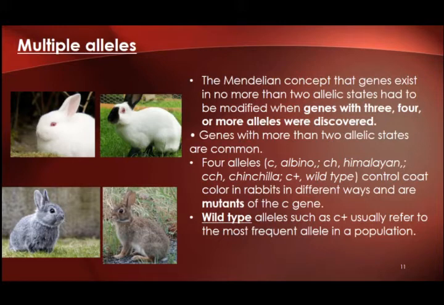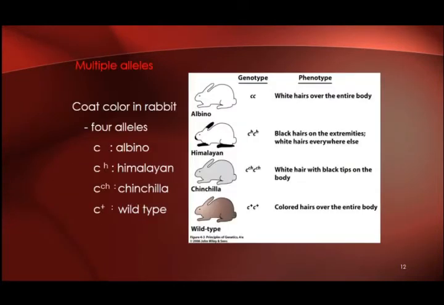The wild type allele, C+, is the most frequent allele in the population. So you can see the 4 alleles: albino, Himalayan, chinchilla, wild type. If the genotype is c, or albino, then the rabbit will be albino. For Himalayan, c^h, the whole body is white except for the extremities, the ears and the legs, which will be black. Chinchilla has white hair with black tips on the body, and wild type has colored hair over the entire body.